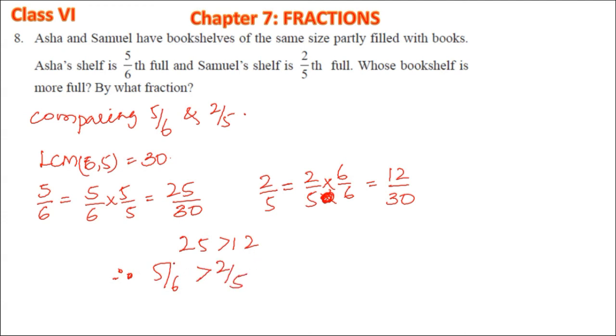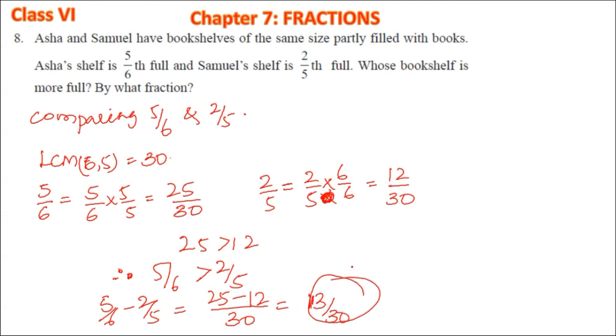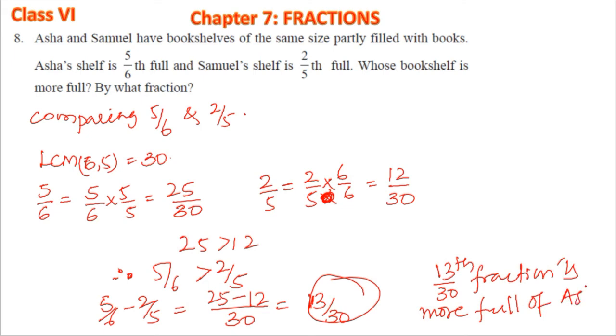Since they asked by what fraction, we have to subtract this 2 by 5 from 5 by 6. The LCM is 30. So 25 minus 12, which is 13 by 30. This is a fraction. So we can say that 13 by 30th fraction is more full of Asha's shelf.